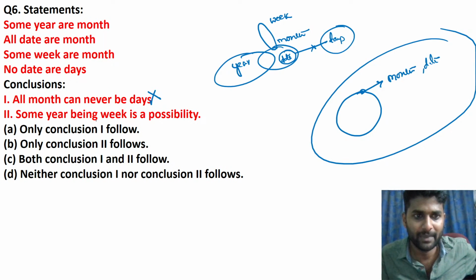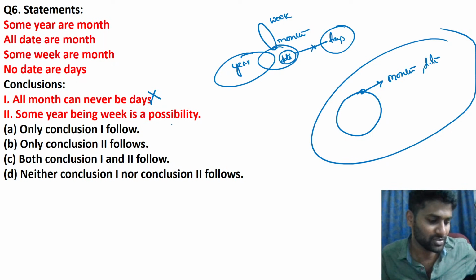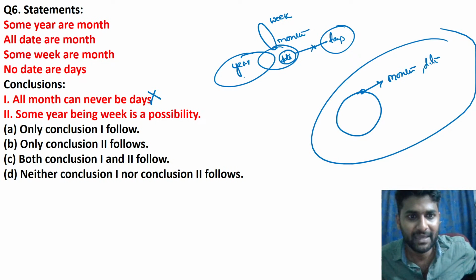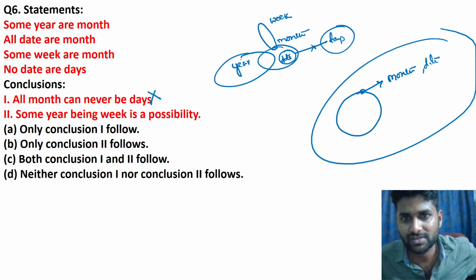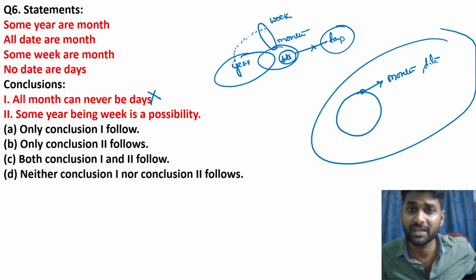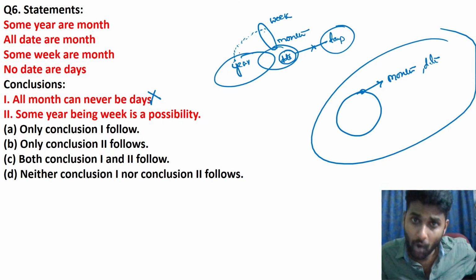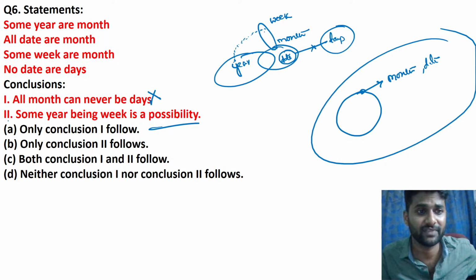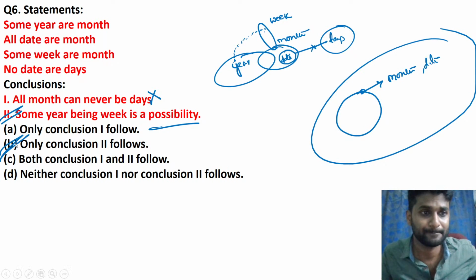Next one. Some year being week is a possibility. The conclusion said that there is a relation between year and week. Yes, of course, we can assume all year into the week. We can assume some year into the week. We can assume all week into the year. We can assume some week into the year. There is a possibility. That's why conclusion 2 is valid.